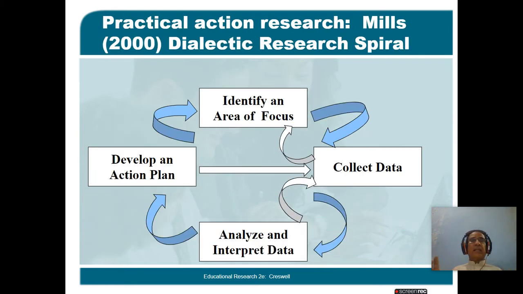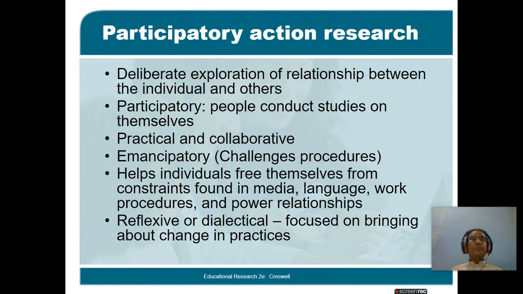For practical action research, Mills designed a very beautiful research spiral. He said, first of all, develop an action research plan, identify an area of focus for your action research, then collect data. You can get data using questionnaires, observation, interviews, and whatever you want. Then analyze and interpret the data and find the result. So this is the beautiful spiral of practical action research.